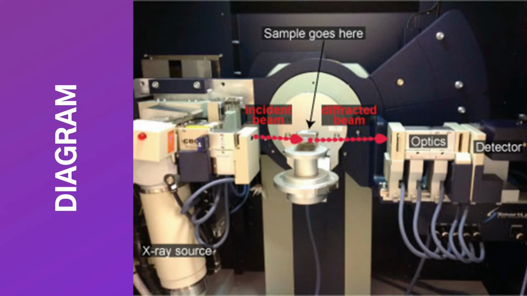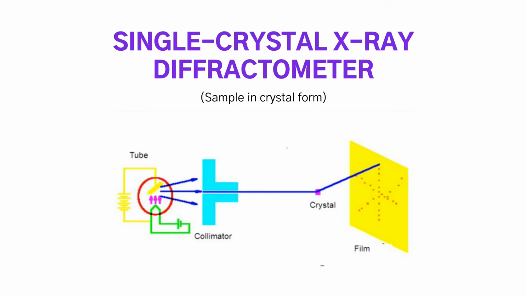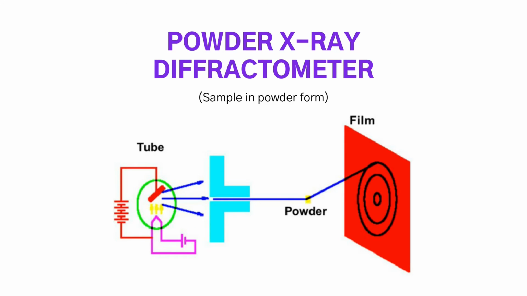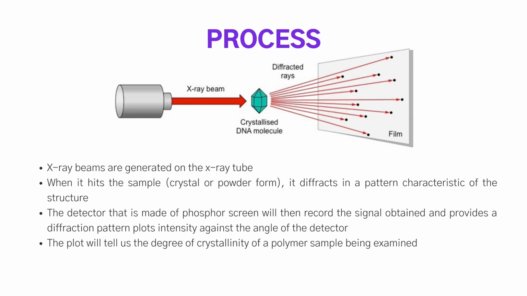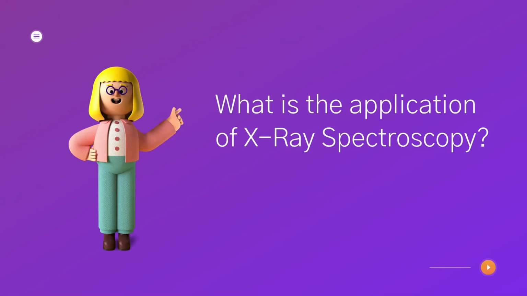It consists of three basic elements. X-ray diffraction experiments are routinely carried out with either single crystal X-ray diffractometer or powder X-ray diffractometer. For the process, X-ray beams are generated in the X-ray tube. When it hits the sample, which is in crystal or powder form, it diffracts in a pattern characteristic of the structure. The detector that is made of phosphor screen will then record the signal obtained and provide a diffraction pattern that plots intensity against the angle of the detector.